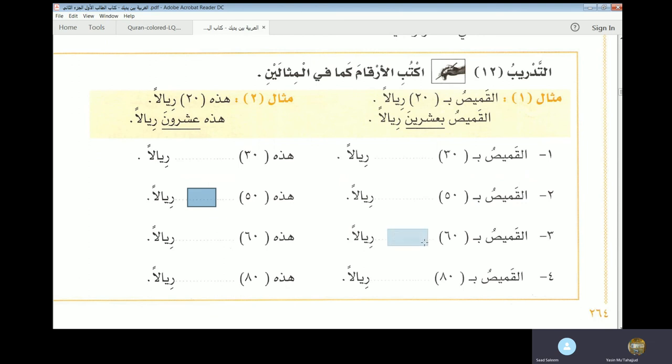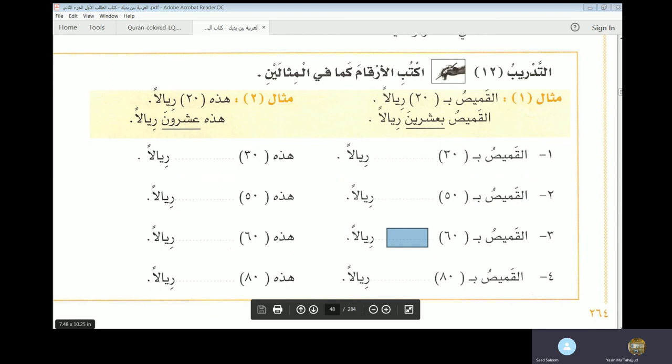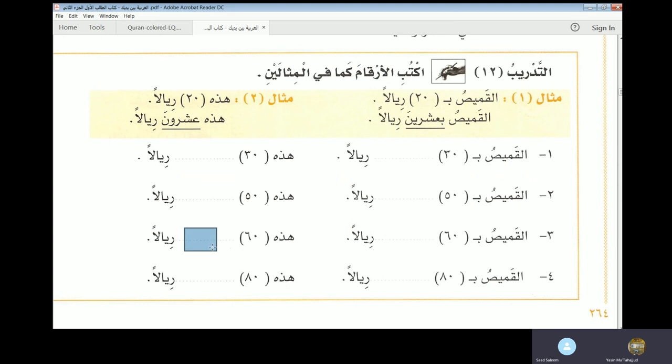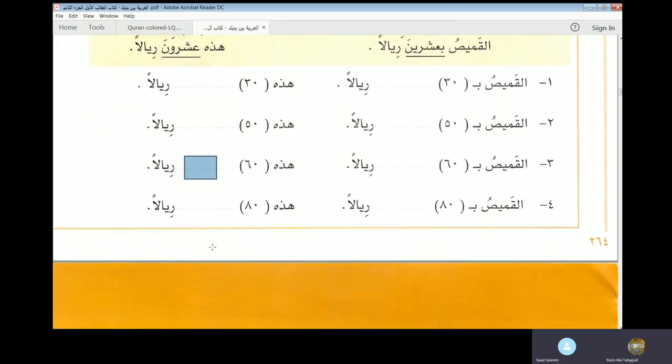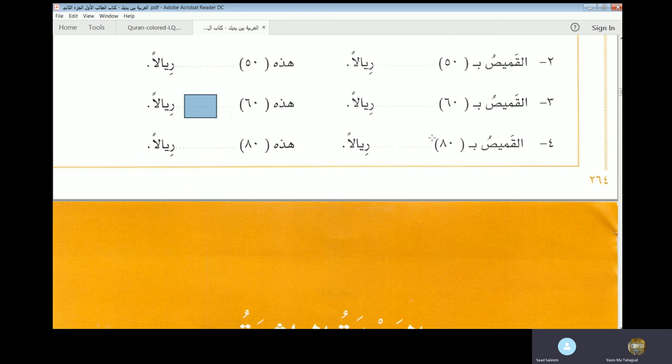This is fifty riyals. Al-Kamis bi-sittin. Always call that a seven. Okay, six, bi-sittin riyalan. Then have the Situna Rialin.